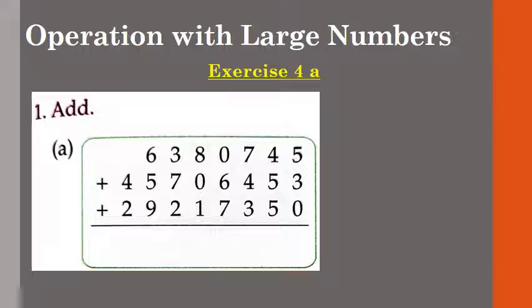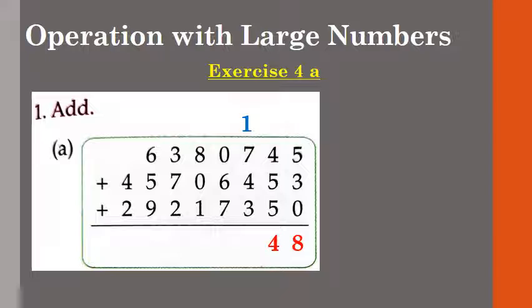At ones place we have the digits 5, 3 and 0. When we add the three of them, what do we get? We get 8. Now let's come to the tens place. At tens place we have the digits 4, 5 and 5. So let's add 4, 5 and 5 and we get 14. So what we will do, we will put the 4 of 14 at tens place and carry 1 to the hundreds place, right?